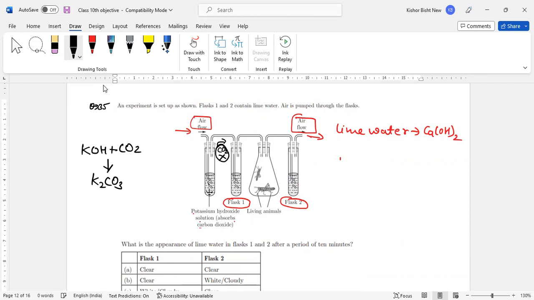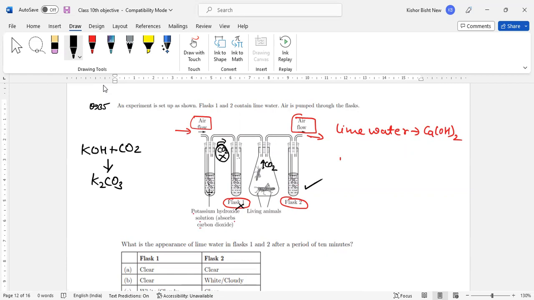Now, the second one. Here you see some living animals, and you know that living animals release CO2 gas. They are releasing CO2, and this CO2 is dipped in this one, but it is not dipped in this solution. You see this one, it is not dipped. So it will not react with the test tube. It will react only with this one.